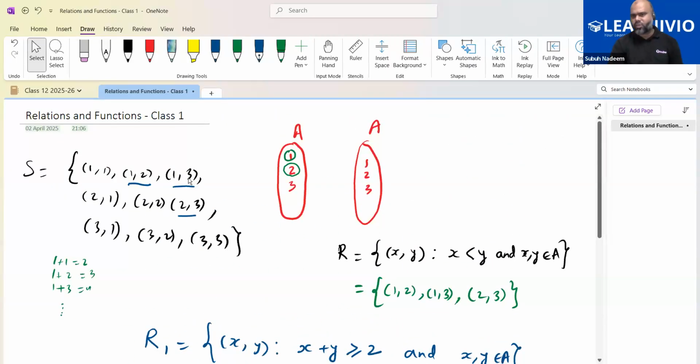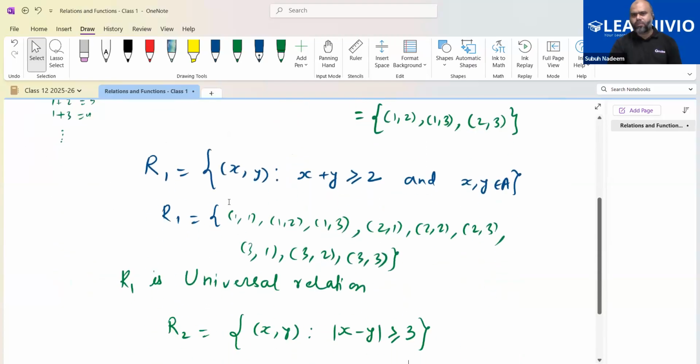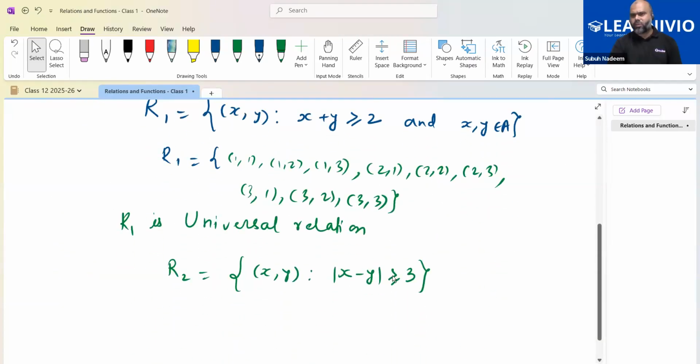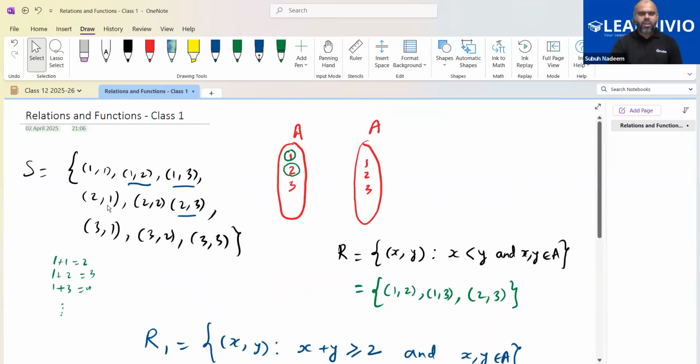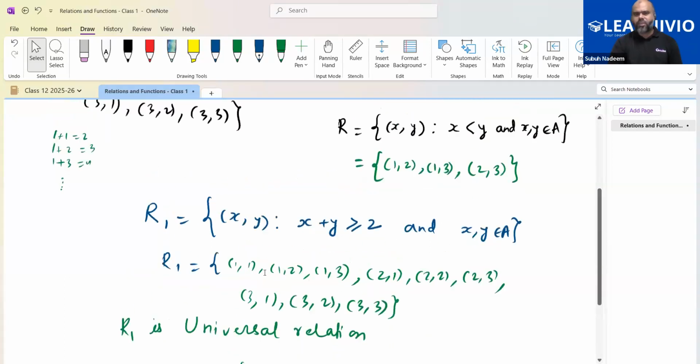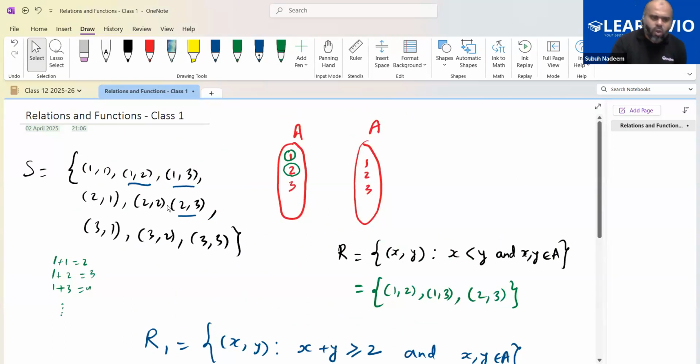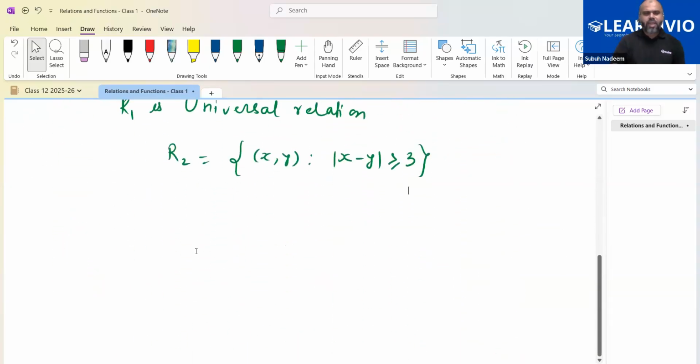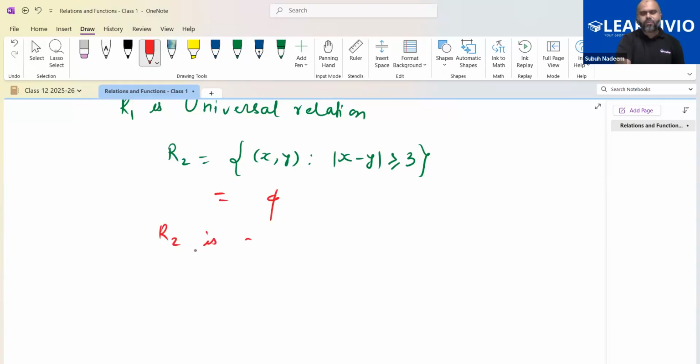1 minus 3 is minus 2, and mod of minus 2 is 2. 2 is also not greater than or equal to 3. It is less than 3. Then you have (2, 1). So 2 minus 1 will be 1. It is not greater than or equal to 3, it is less than 3. So you can see all the elements here. If you take x minus y, you will find that none of them is greater than or equal to 3. No pair is there. So you say that this R2 relation is a null relation. So we say R2 is an empty relation.